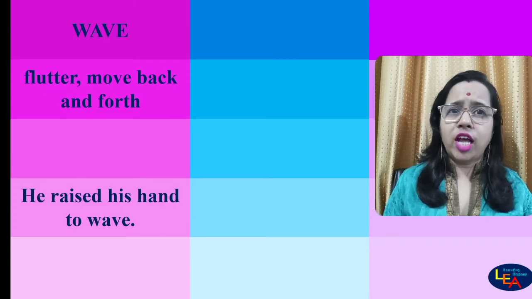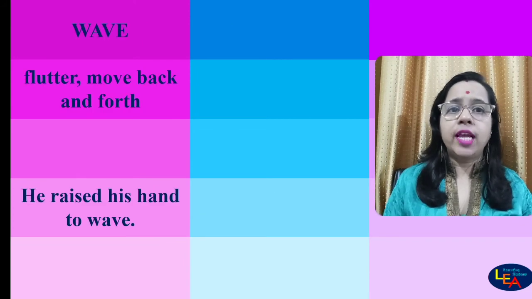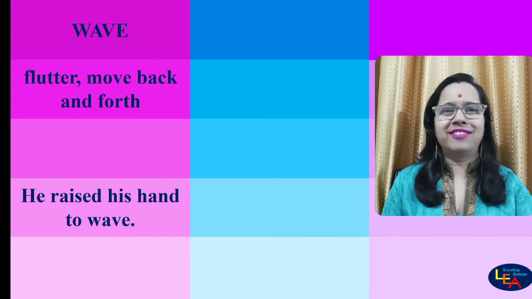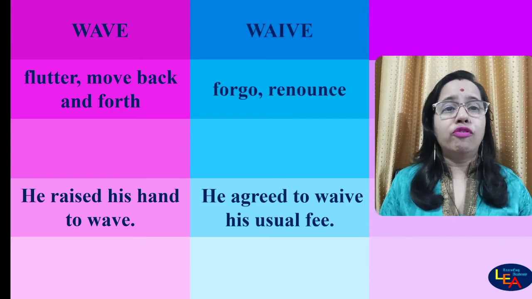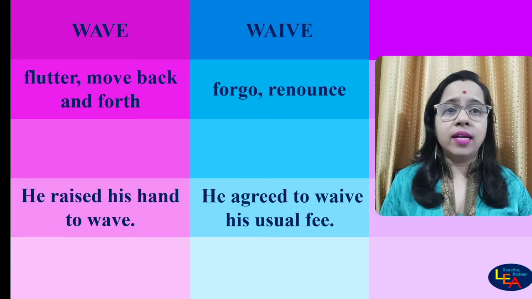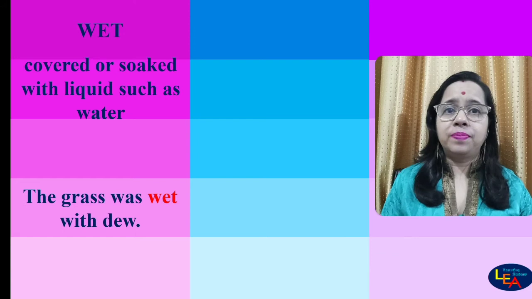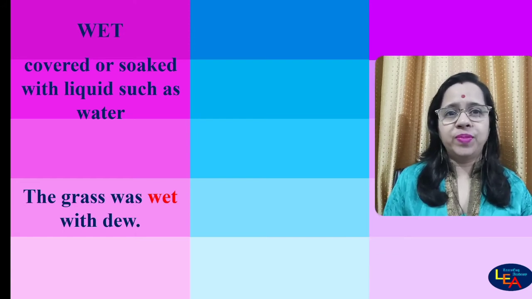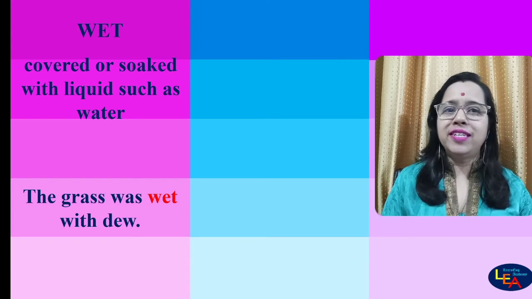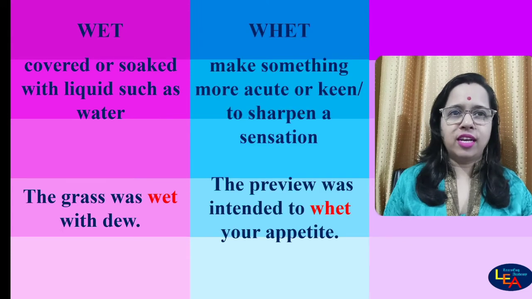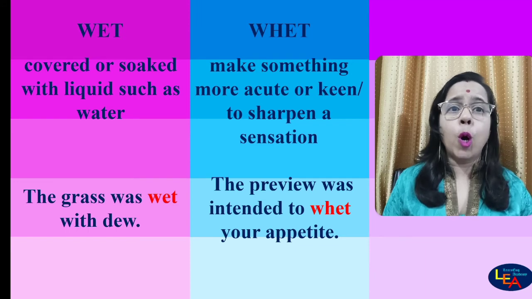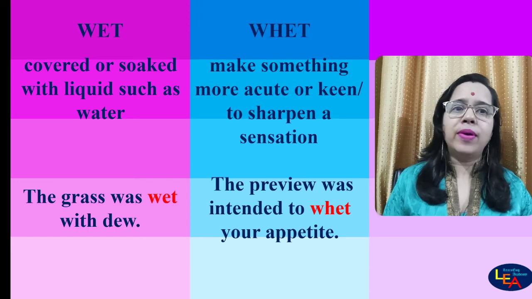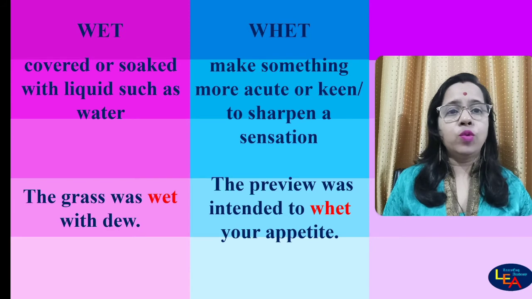Wave: flutter, move back and forth. He raised his hand to wave. Waive: forgo, renounce. He agreed to waive his usual fee. Wet: covered or soaked with liquid such as water. The grass was wet with dew. Whet: make something more acute or keen, or sharpen a sensation. The preview was intended to whet your appetite.